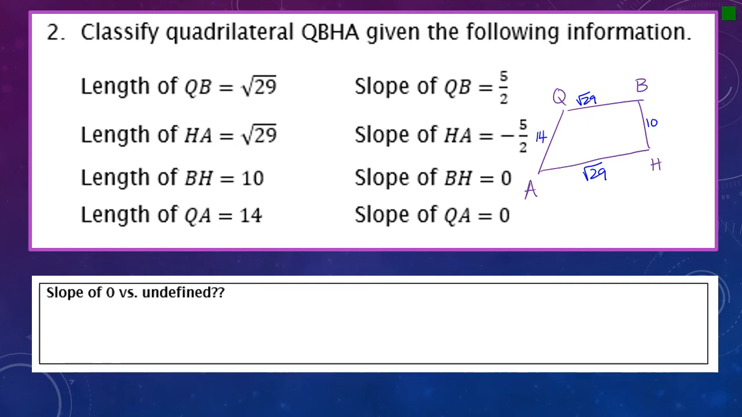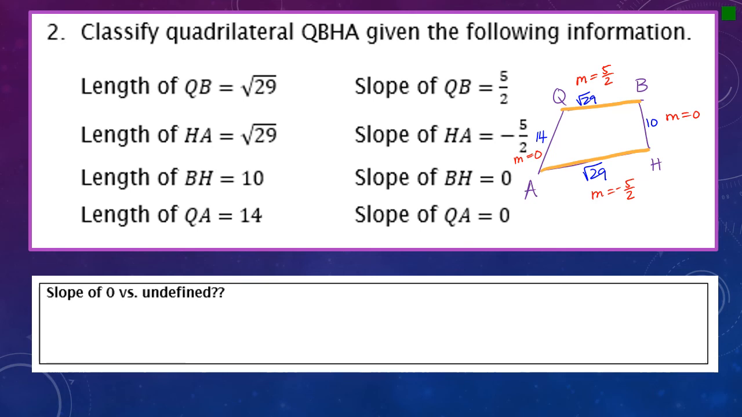All right, now for slopes. The slope of QB is 5/2. HA, the slope is -5/2. And then for BH, it's 0, and for QA, it's 0. So the first thing I notice is that I have 2 sides that are the same length. Let's see, I have QB and HA. Those are the same length. And I know my picture doesn't look that way, but that's because I drew it so that it wasn't anything specific.